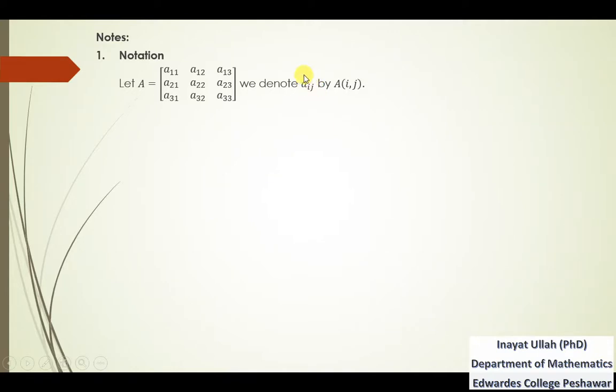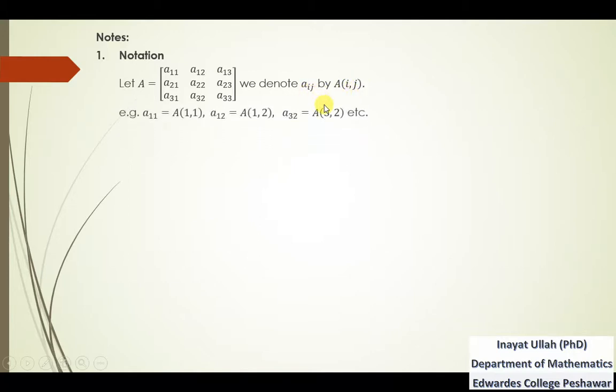This Aij is also denoted by another notation, capital A, I, comma J. This A stands for this matrix A. For example, if we denote this matrix by B, then that A will be replaced by B. If you denote this matrix by C, we will replace this A by C. Anyways, that is the matrix whose entry in the ith row and jth column is Aij.